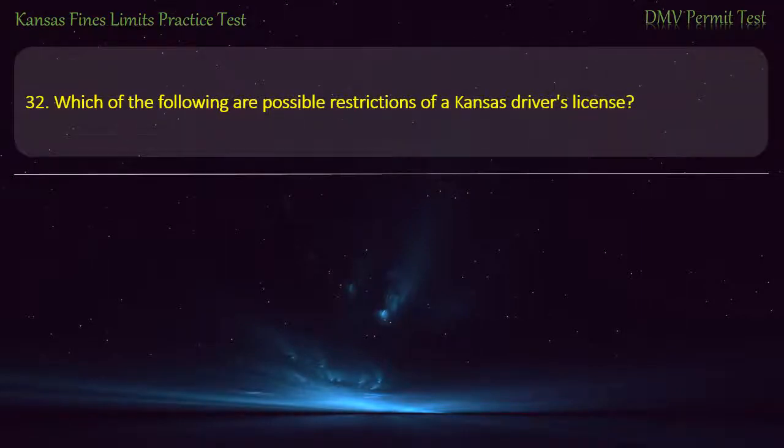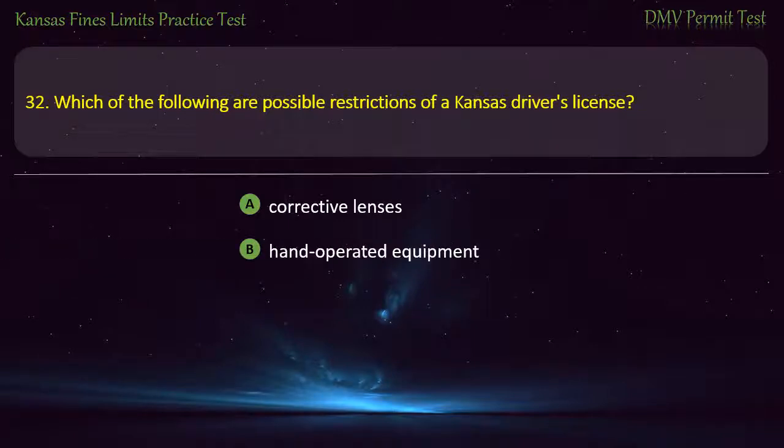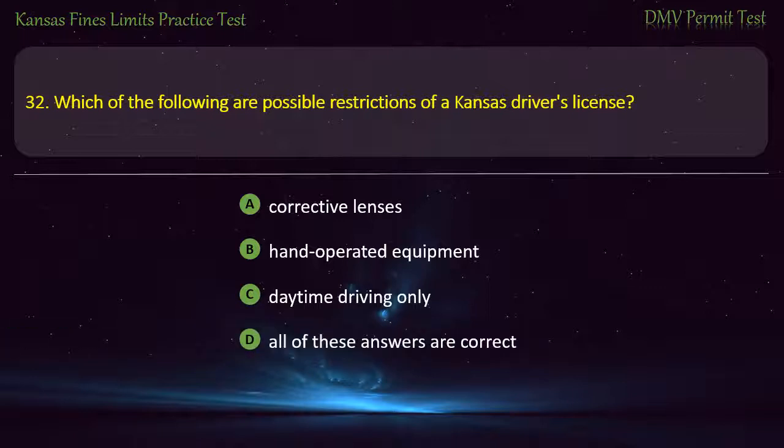Question 32. Which of the following are possible restrictions of a Kansas driver's license? Corrective lenses. Hand-operated equipment. Daytime driving only. All of these answers are correct. Answer. All of these answers are correct.